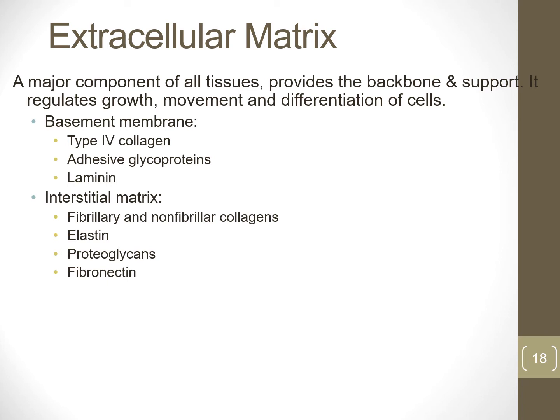We have the basement membrane, and basement membrane, as you all know, is composed of type 4 collagen, adhesive glycoproteins, and laminin. And you will see this in the next slide. We have the interstitial matrix. Interstitial matrix means the material that is present in between the cells of the tissue. We have fibrillar and non-fibrillar collagens. We have elastin. We have proteoglycans and fibronectin. And we will talk about each of them.